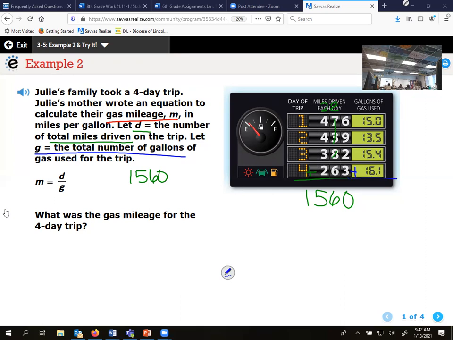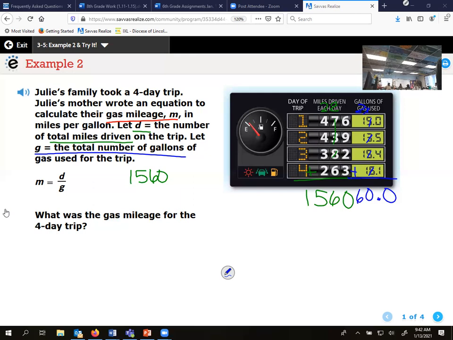5 plus 4. Plus 1. 5 plus 5. 10 plus 6. Plus 3. 19 plus 1. 2 plus 1. Plus 1. Plus 1. Plus 1. They use 60 gallons of gas.